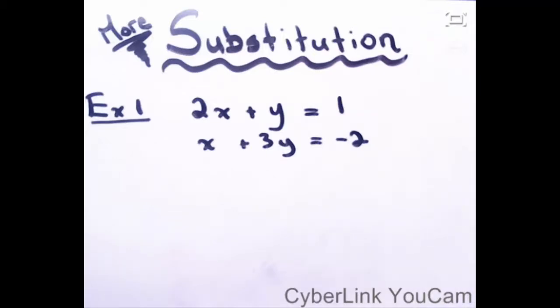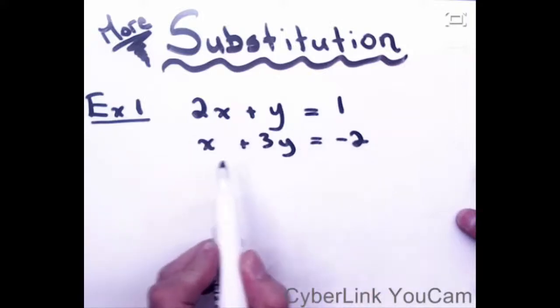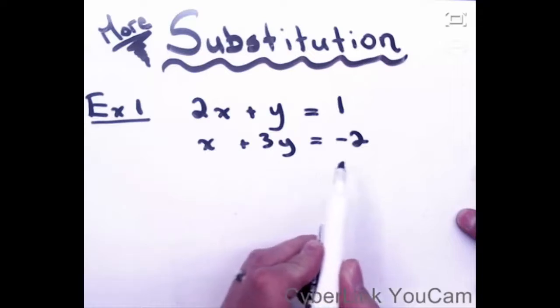Hi everyone, let's look at more substitutions. These examples are going to continue the substitution steps, but look at more involved examples. So let's start with this one. You've got this first line, 2x plus y equals 1, and a second line, x plus 3y equals minus 2.